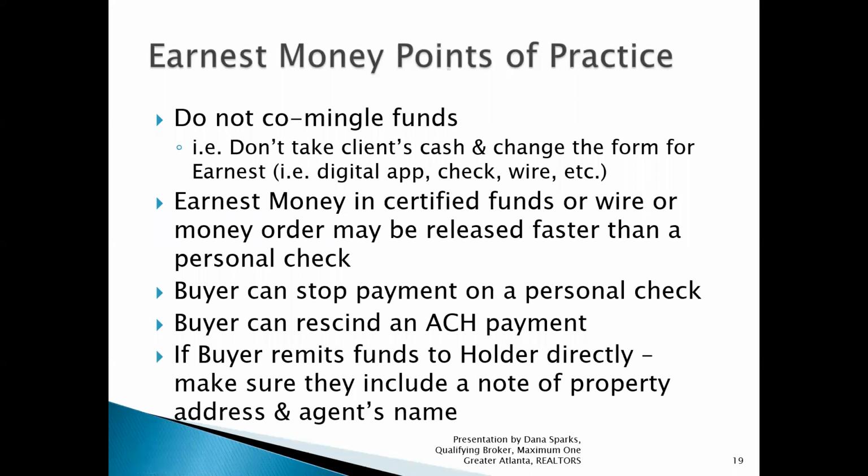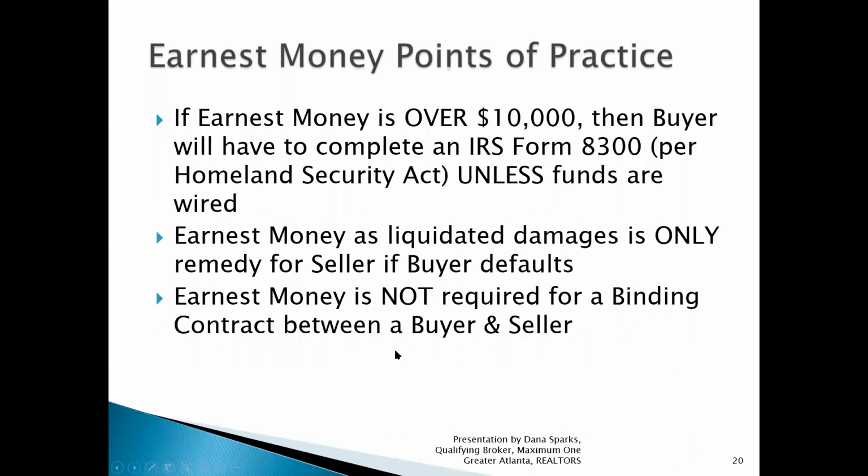And if you are working with a buyer who is responsible for getting the earnest money to the holder without you, the agent, in other words, they're going to mail it in or drop it off or something like that, make sure that they include in whatever transmission, however they get that earnest money to the holder, the property address and the agent's name. Again, typically earnest money over $10,000, regardless of the holder, is required to be a wire.